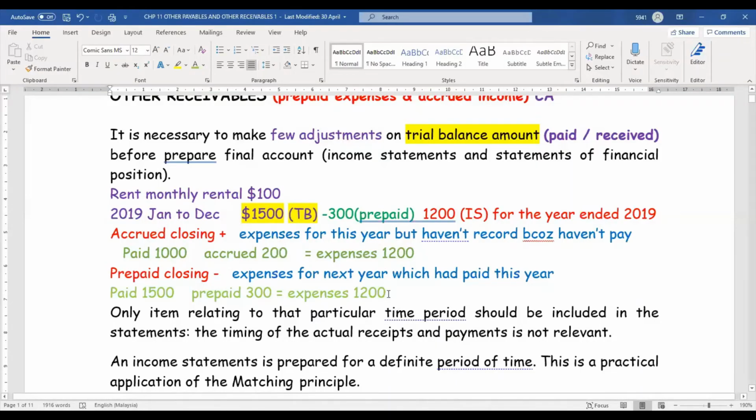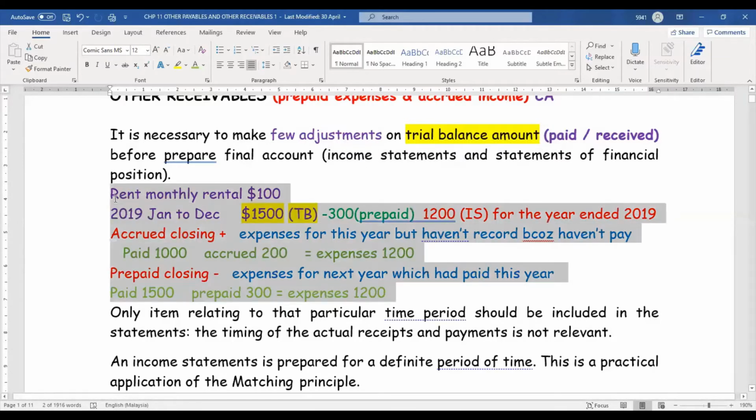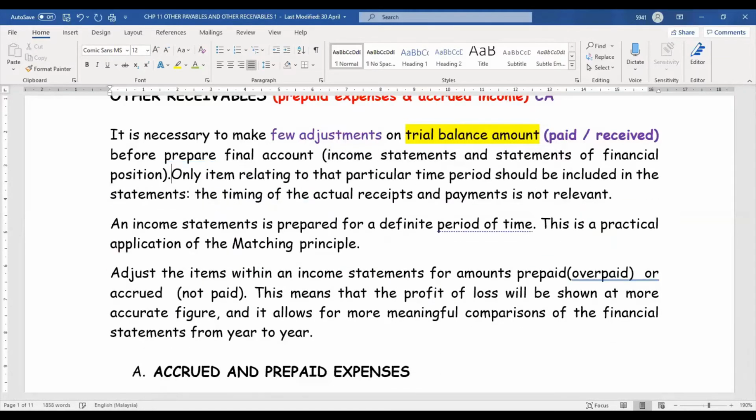Okay, we get roughly the idea of the accrued and prepaid. Just one thing, just remember this: any income or expenses that you record in the income statement must be income or expenses for this year only. This year only. Okay, we go back to our notes.